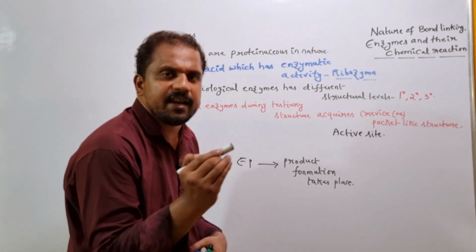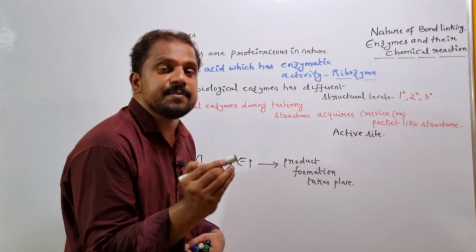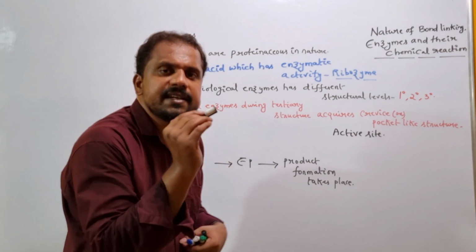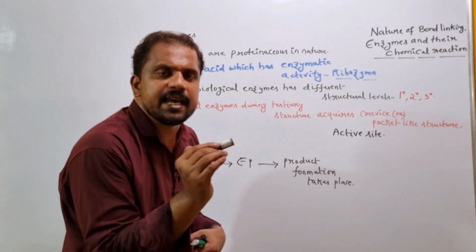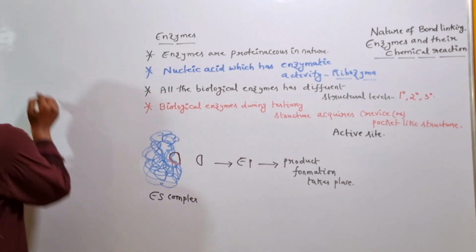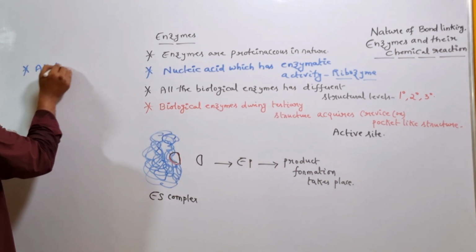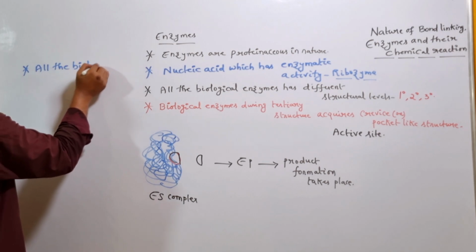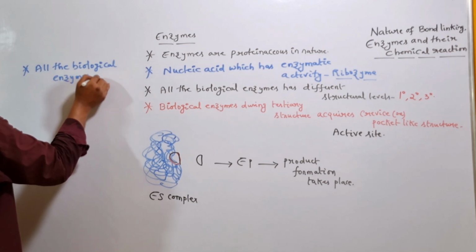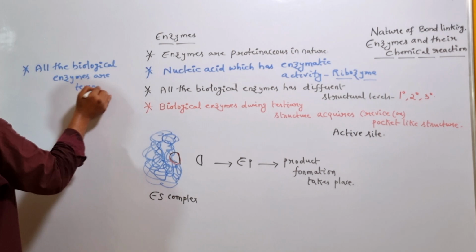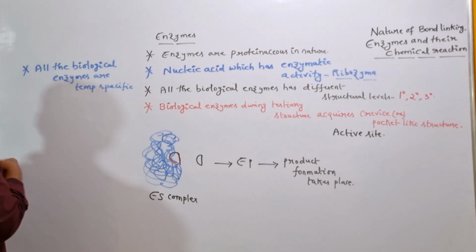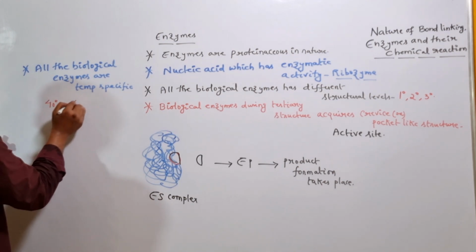They are composed of certain organic elements. So the reason why all the biological enzymes, they are temperature specific. All the biological enzymes, they are capable to work so accurately only at certain temperature. And here the temperature, it ranges around 40 to 45 degrees Celsius. So let me write it here. All the biological enzymes are temperature specific. So here only at 40 to 45 degrees Celsius, the particular enzymes, they are capable to work so accurately.